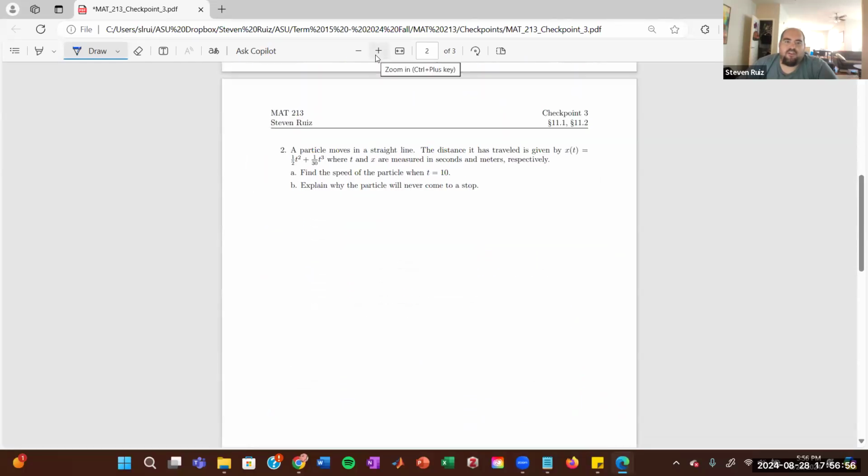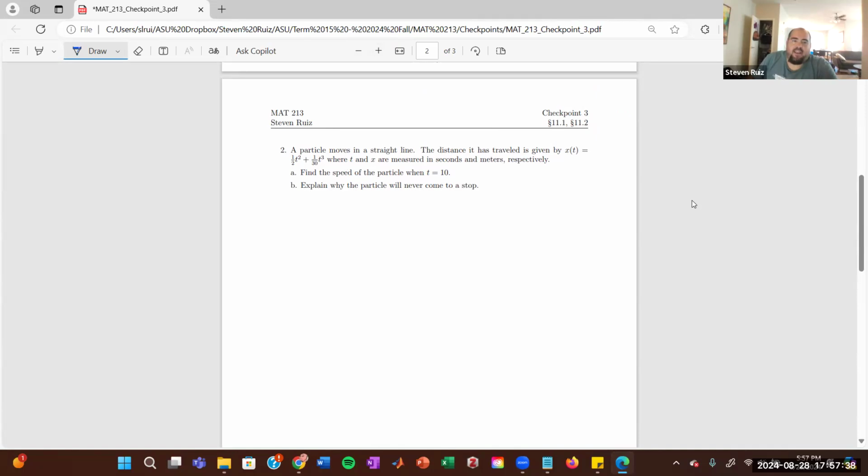So another function here. This function, I'm telling you, is a function that gives you the distance that a particle has traveled as a function of time. So I want to find the speed of this particle. If I'm giving you a distance equation or distance function, how do I find speed? How are speed and distance related? Speed is the name we give to the instantaneous rate of change of distance over time.